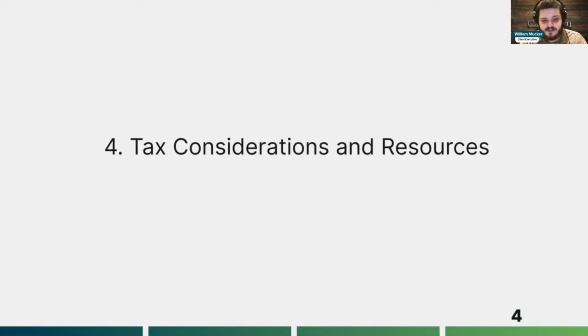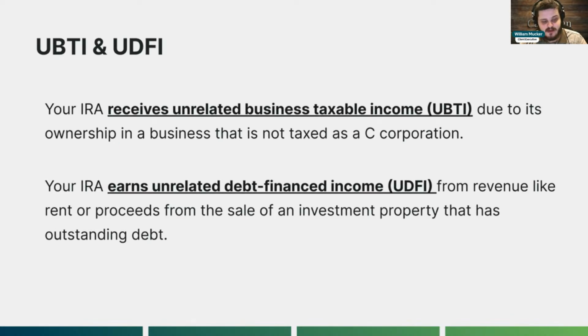Some tax considerations and resources that you can look at that we'll go over real quick, like I mentioned in the last slide, and the first slide we even talked about it a little bit. So like I said, usually IRAs don't pay taxes, but there are some instances where they do. The 2 instances that you may see, it's not very common, are UBIT or UBTI, also known as unrelated business income tax or taxable income, and UDFI, which we just talked about, unrelated debt financed income.